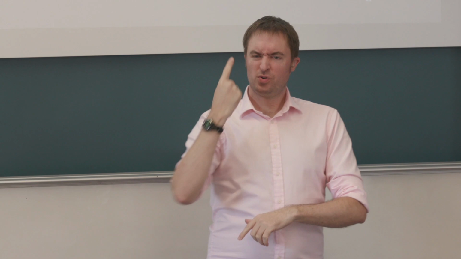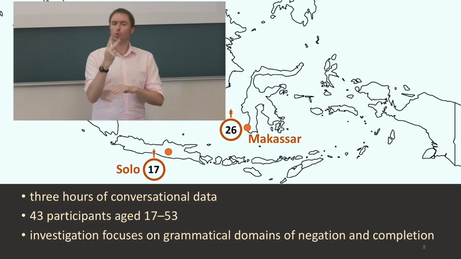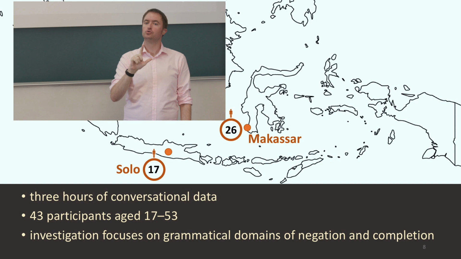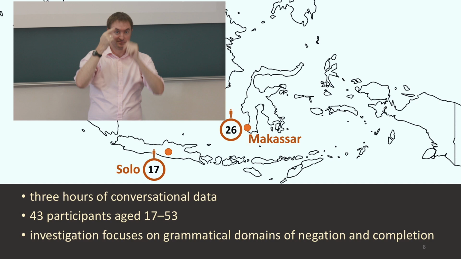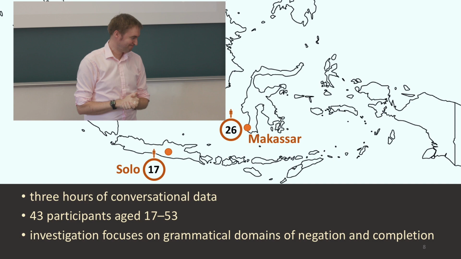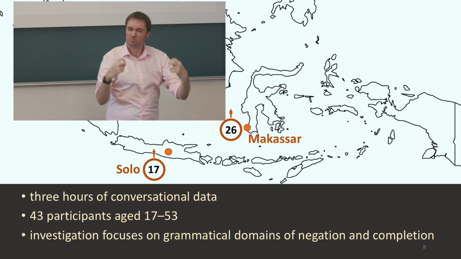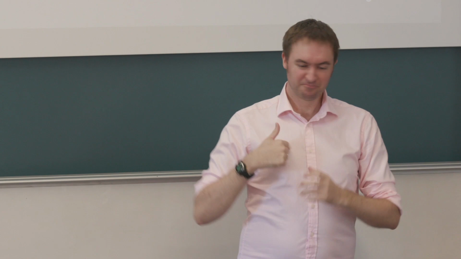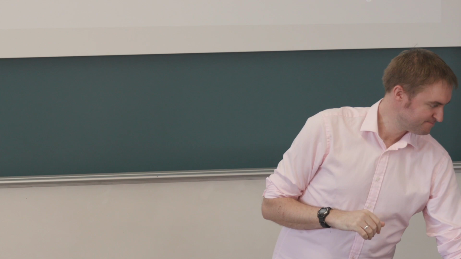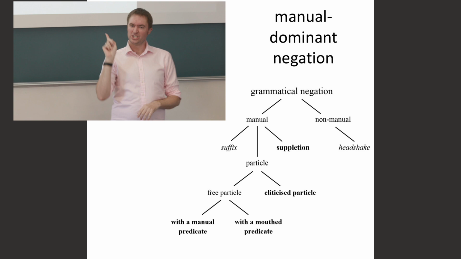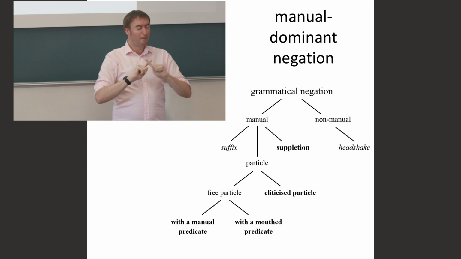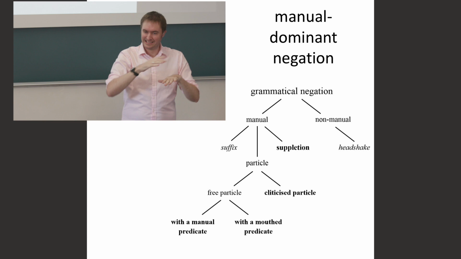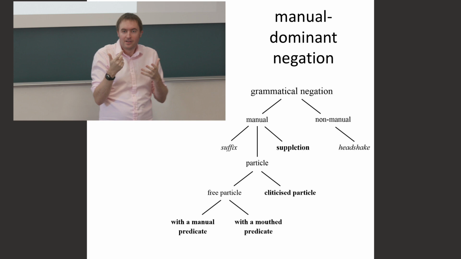My first work in Indonesia was to make a corpus of the information and data from two cities. One, Solo, and the other, Makassar. You'll see them on the screen. And we identified 17 individuals in Solo and 26 in Makassar. And we had the setup where people would sit and chat to each other, and I filmed that. And I was focusing my investigation on negation and completion. So, you'll see on the screen there are manual and non-manual factors affecting negation. But most strongly, I think we see it's the manual factor. Very little identification of non-manual features.